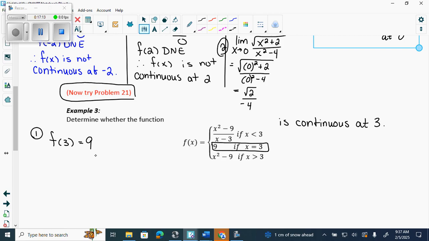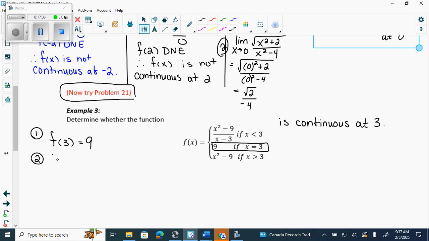Step 2, determining the limit. We want the limit at 3. The catch here is we have a less than and a greater than. Do you see that? The less than covers the limit from the left, and the greater than covers the limit from the right. And then we have to see if they're the same to get what the limit actually is. Okay, so when we have a less than or greater than, we have to do left and rights.